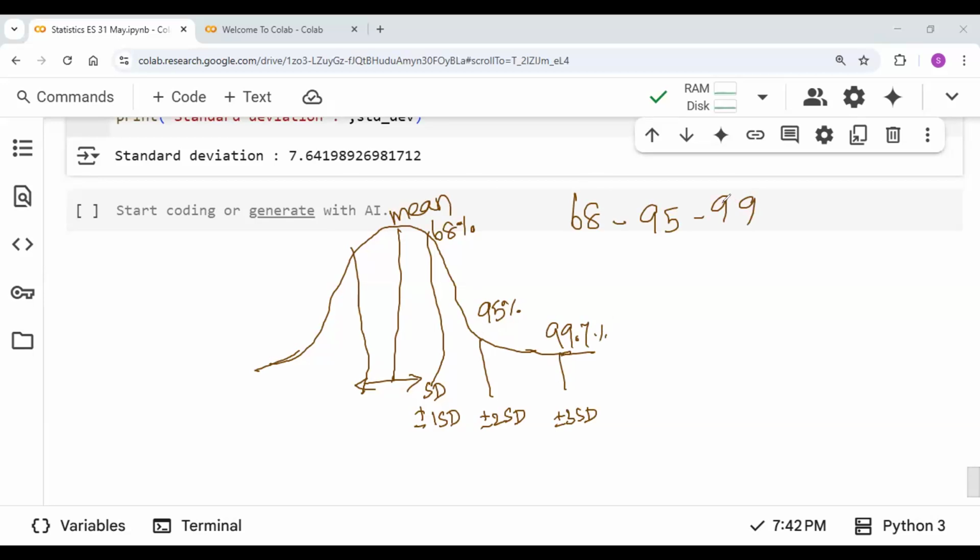I'm sorry, can you repeat that again after the standard deviation and something? Yeah, I will tell you.